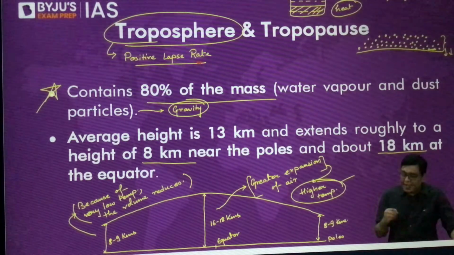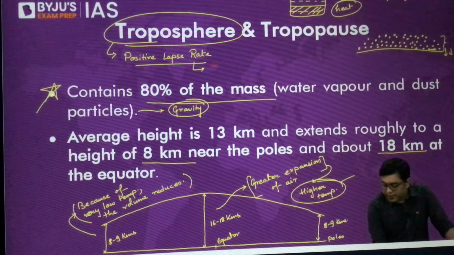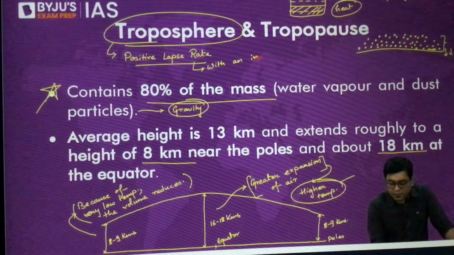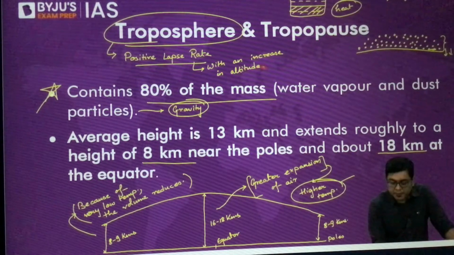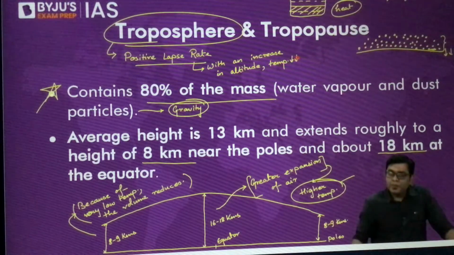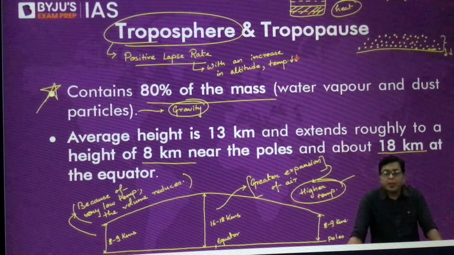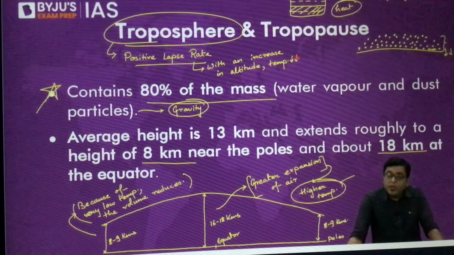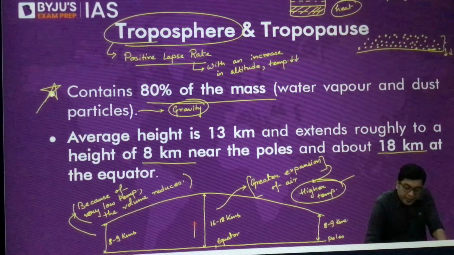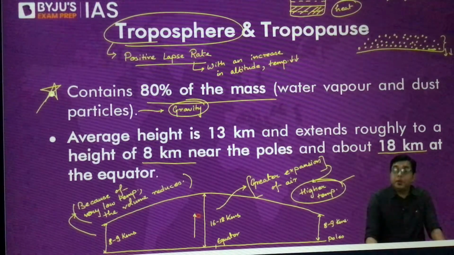Right? That means with the rise in height, with increase in altitude, what happens? Temperature reduces. Okay? That is something which will happen in the case of troposphere. Now think about it. Now apply your logic. All the logic that you can apply. Now, thereby, as you move higher up in the troposphere, what will happen to the temperature?